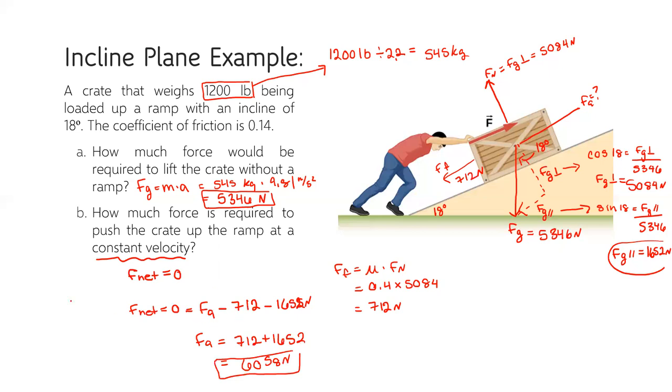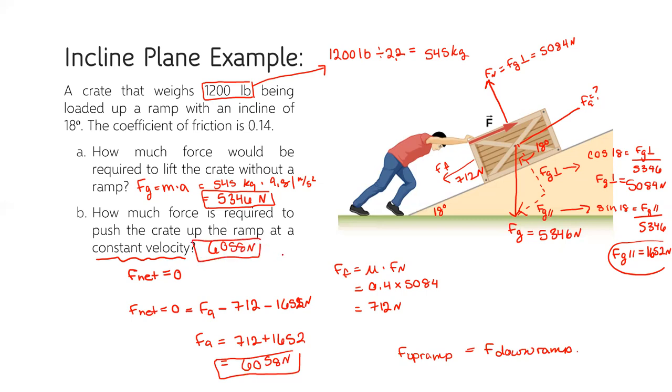If any of that isn't clear, just because of the way I've done the negatives, please let me know. Another way I could have written them is F up the ramp has to equal F down the ramp. And if that's easier for you to think of, great, you can use that. That's the same as saying the net force or the overall force is equal to 0. So it's just another way to look at it. So we know we need a total of 6,058 newtons in order to push the crate up the ramp.